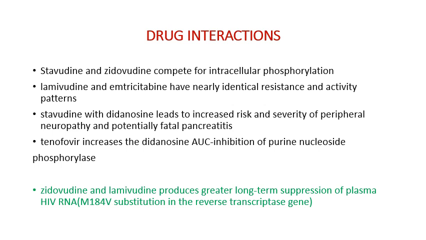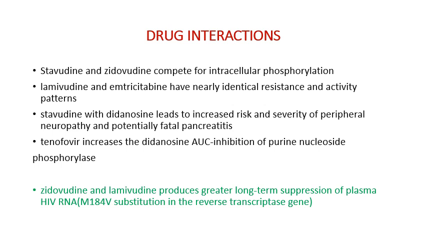Similarly, tenofovir, when combined with didanosine, inhibits an enzyme called purine nucleoside phosphorylase, which is responsible for the metabolism of didanosine. When this enzyme is inhibited by tenofovir, the AUC and bioavailability of didanosine increase. Usually these two drugs are not combined because tenofovir inhibits the metabolism of didanosine and the toxicity of didanosine increases. If you are going to combine them, the dose of didanosine has to be reduced many-fold. This interaction has to be kept in mind. So tenofovir inhibits the metabolism of didanosine by inhibiting the purine nucleoside phosphorylase (PNP) enzyme.